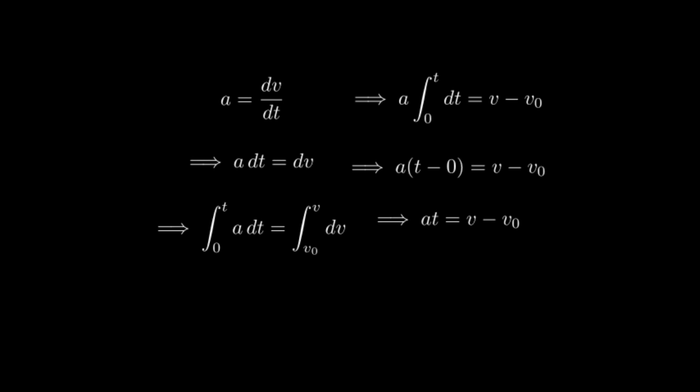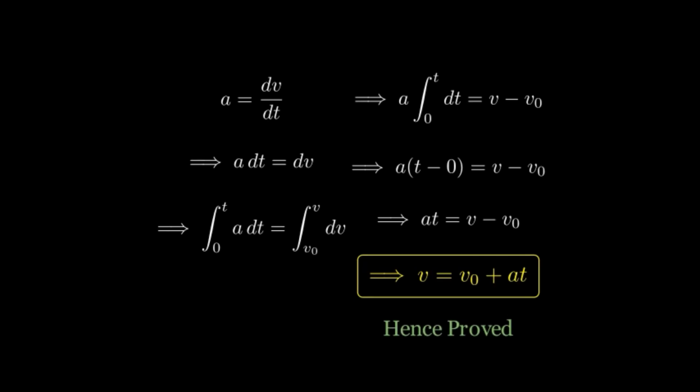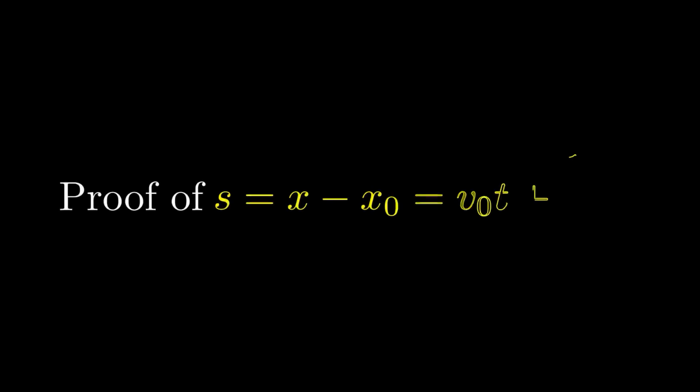So we obtain at equals v minus v0. Rearranging the equation, we finally get v equals v0 plus at. Hence proved. This is the first equation of motion under constant acceleration. We will now prove the second equation of motion. S equals x minus x0 equals v0 t plus 1/2 at squared.